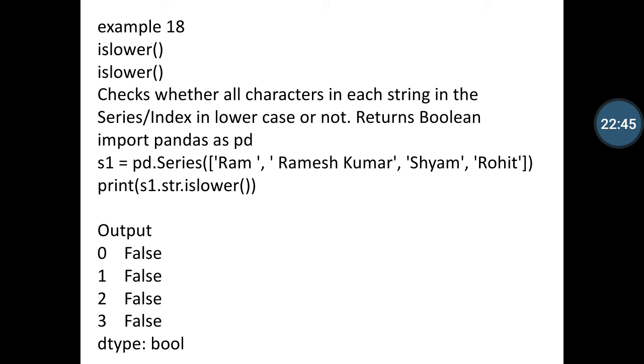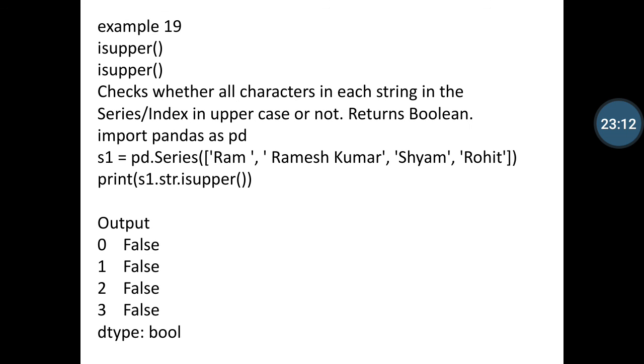And example number 18 is islower, for the values defined in the pd.Series. It means it checks whether the value is in lower case. After executing it our answer is False, because all of the values have at least one or two characters as capital letters. Example number 19 is isupper, which checks for uppercase. After executing it, the 0th value is False, and the output values are False, and the data type is Boolean.